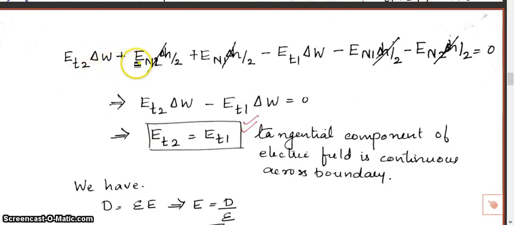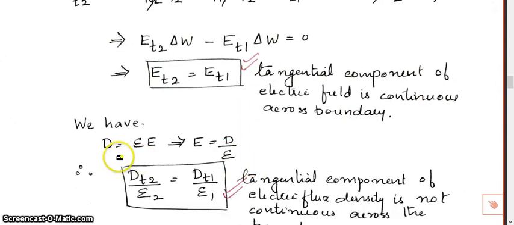So finally I can write the expression as ET2 del W plus EN2 del H by 2 plus EN1 del H by 2 minus ET1 del W minus EN1 del H by 2 minus EN2 del H by 2 is equal to 0. Finally I will get ET2 del W minus ET1 del W equal to 0. So I can write ET2 is equal to ET1. So I can say that the tangential component of electric field is continuous across a boundary. Now we have the relation: flux density is equal to epsilon E.